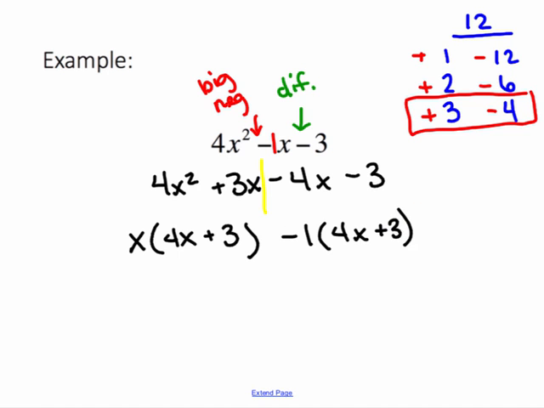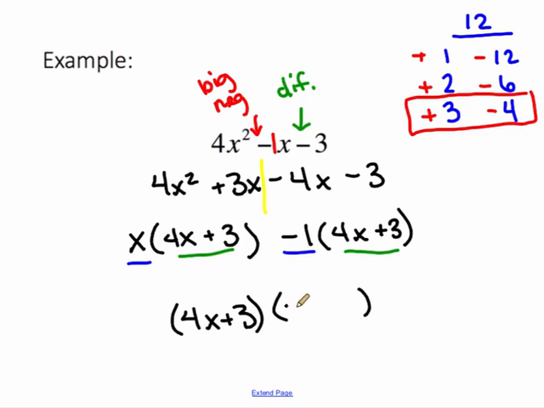Now let's look at what's inside our parentheses. Are they exactly the same? Yes, they are. That means that we can move on with this. So we're going to go ahead and split it up. 4x plus 3 goes in our first set of parentheses, and we use our GCFs in the other set, so x minus 1. So when we factored the expression 4x squared minus x minus 3, we end up with two binomial factors, 4x plus 3 and x minus 1.